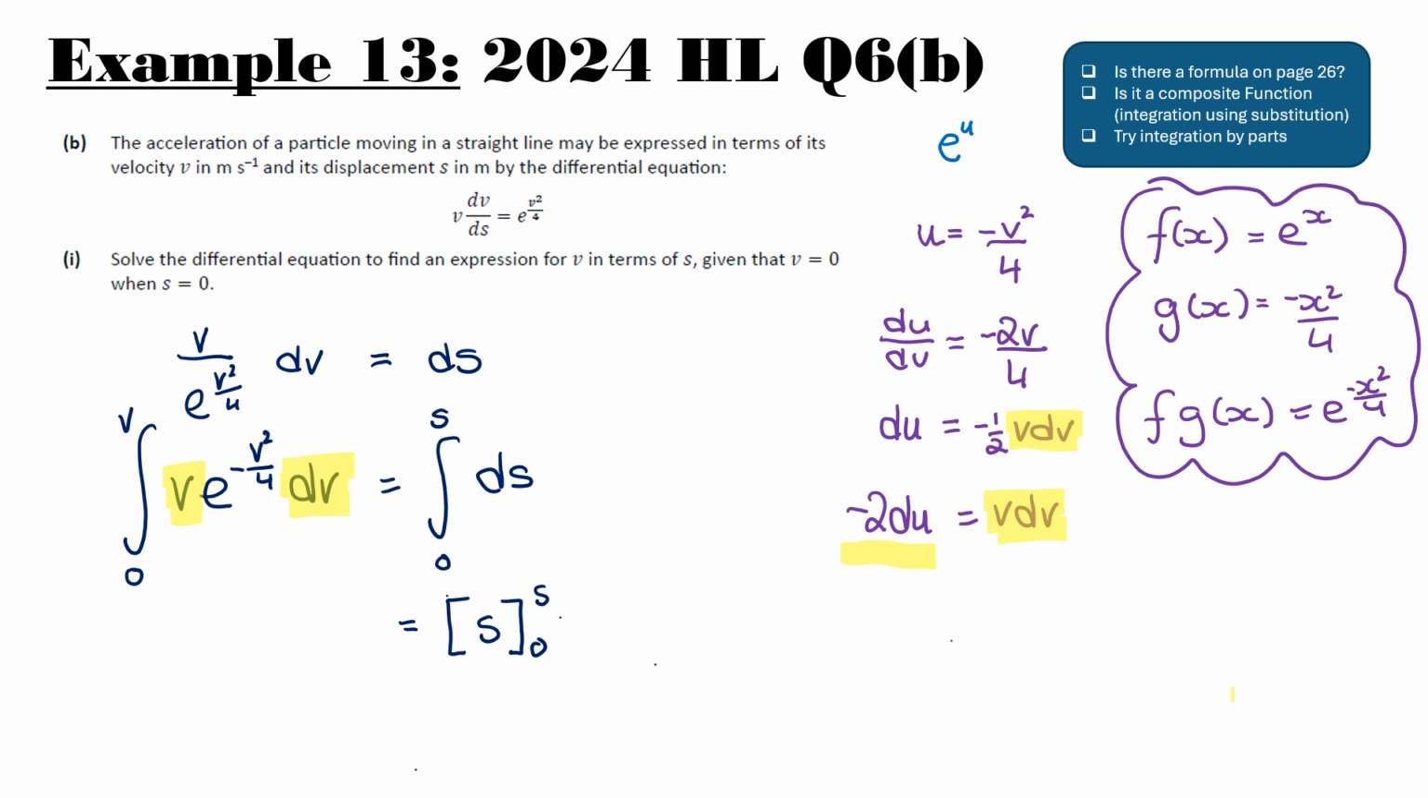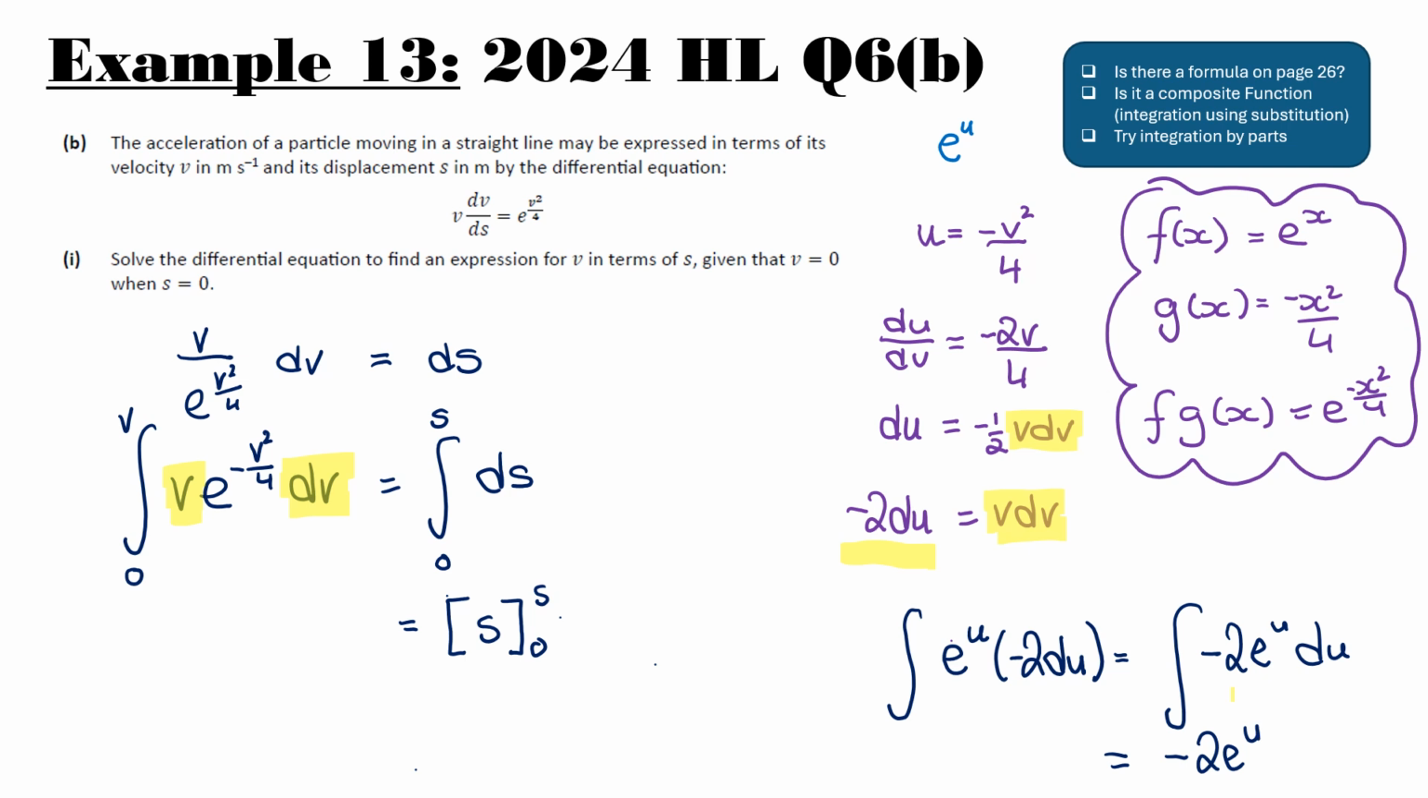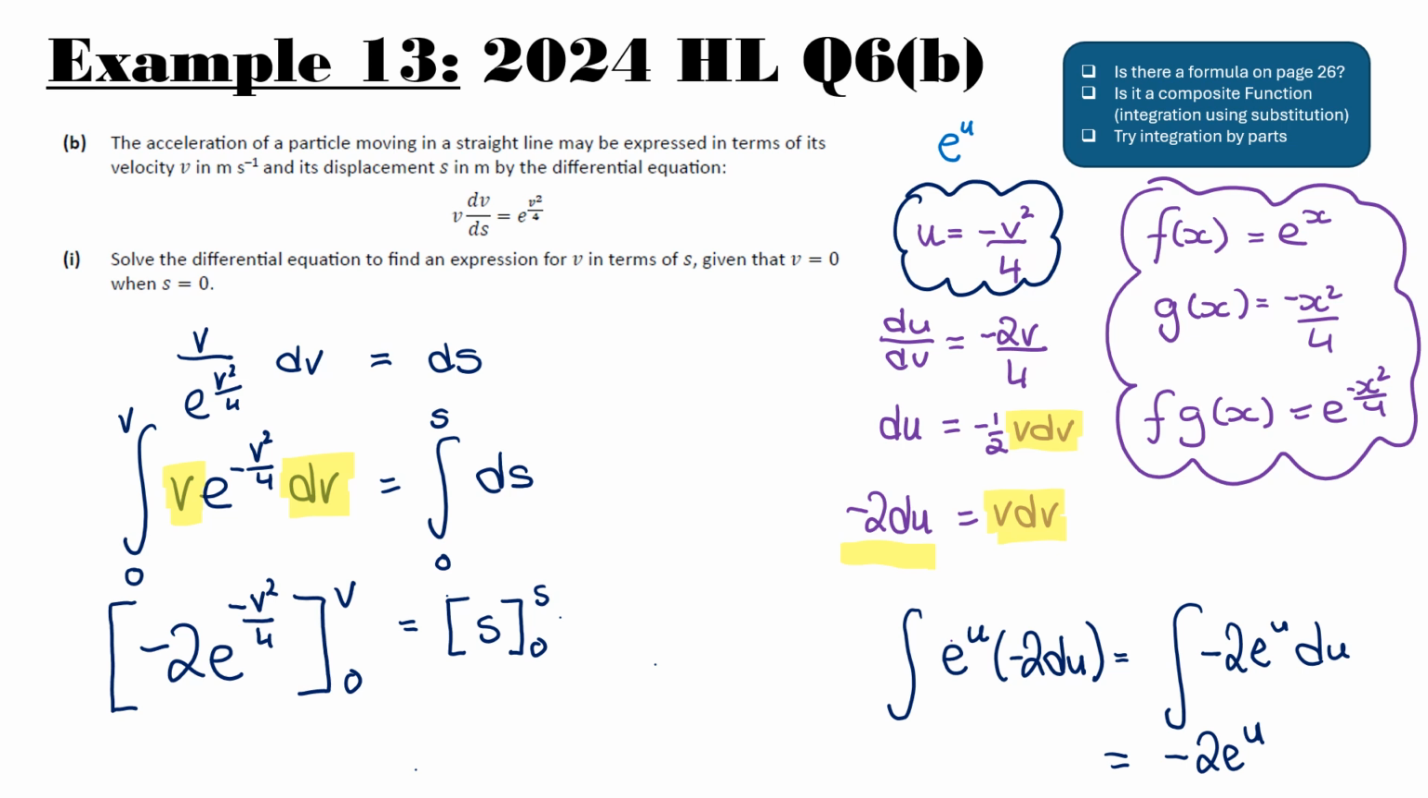So what that becomes, for a nice simple little integration, is e to the power of u times minus 2 du, which is the integral of minus 2e to the power of u du. Very straightforward, it's just going to give us the exact same thing: minus 2e to the power of u. The e to the power of u is going to stay exactly the same. The minus 2 is just a coefficient. It's not going to do anything. When we plug this back in over here, we change our u back to what we defined it as. So we get minus 2e to the power of minus v squared over 4, and we're going to evaluate this between 0 and v.